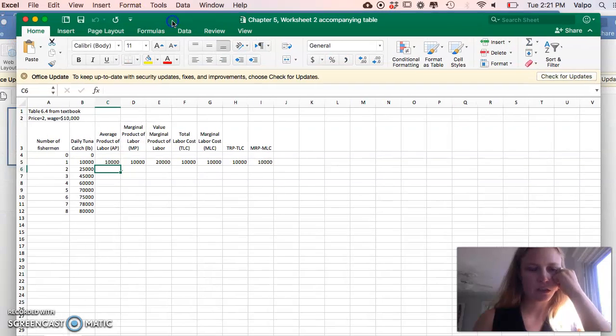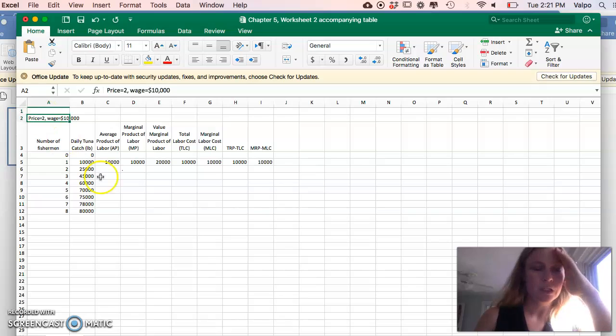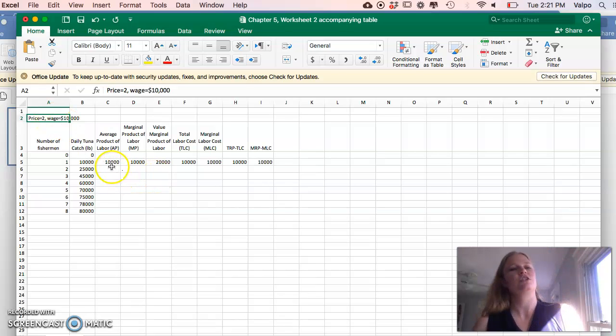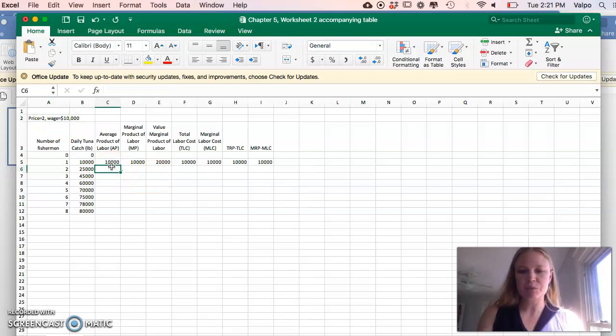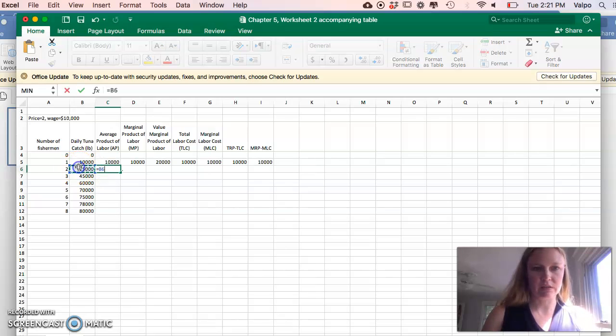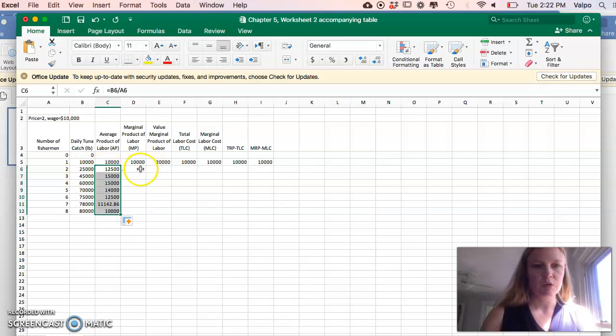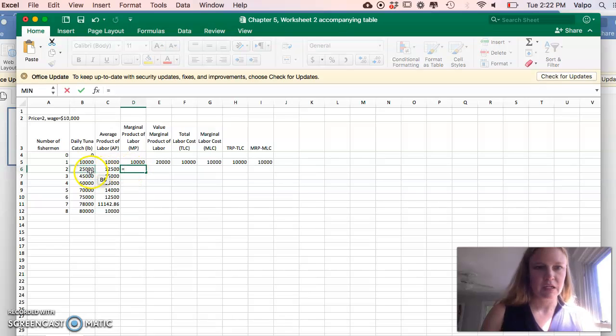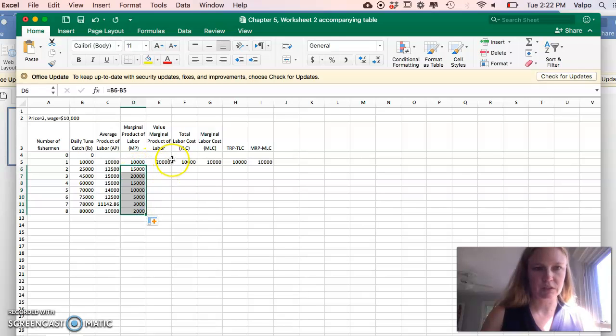We've got daily tuna catch. This must be tuna fishermen. It's the wrong cookbook. The price of tuna is $2, and the wage is $10,000. All right, so let's first just fill this out. The average product of labor: you take total product divided by the variable input, which is the number of fishermen. Marginal product of labor: how much does total product change with the addition of one more worker? Okay, so we've got marginal product here.